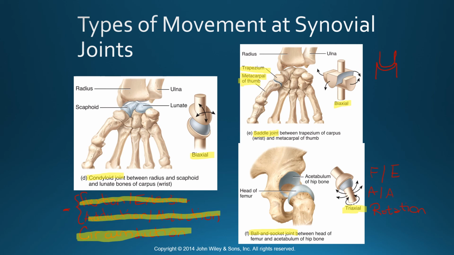Examples of ball and socket joints are going to be the shoulder and hip joints, our main ball and socket joints. At the shoulder joint, remember that the head of the humerus fits into the glenoid cavity of the scapula. And then at the hip joint, we have the head of the femur right here actually fitting into the acetabulum of the hip bone, otherwise known as the coxal bone.